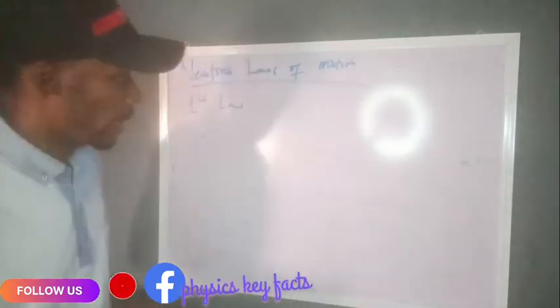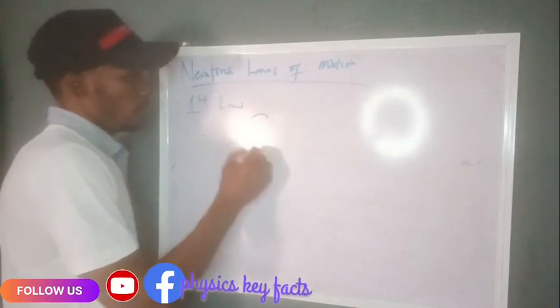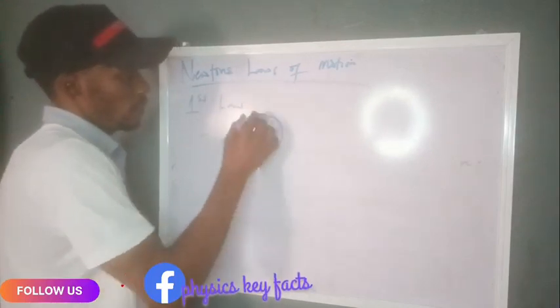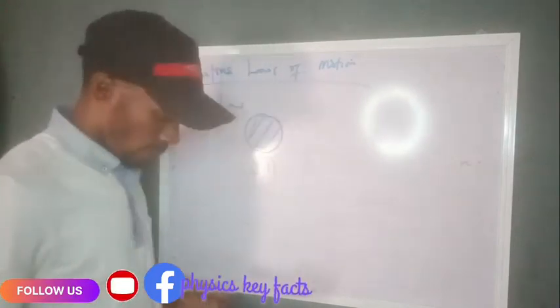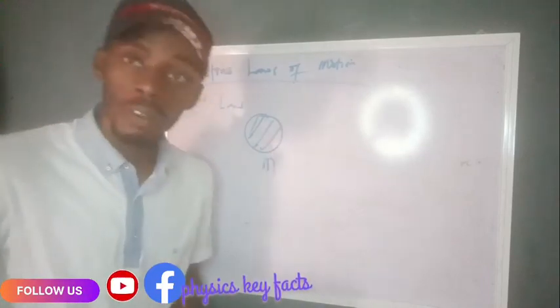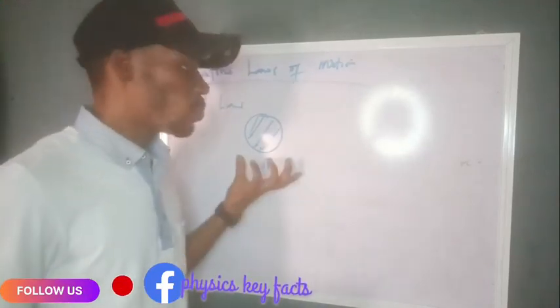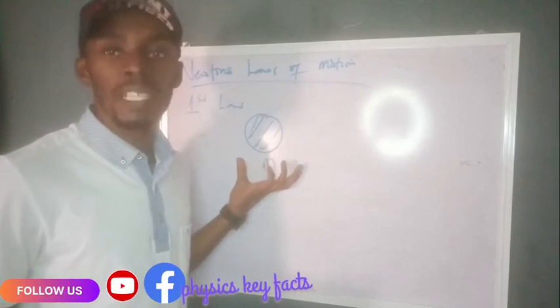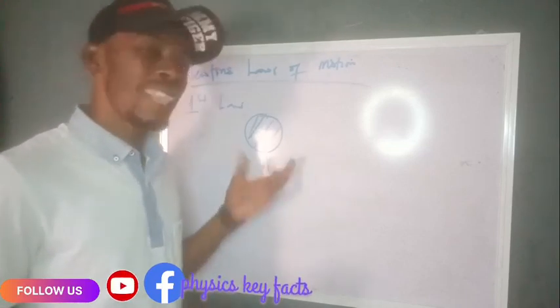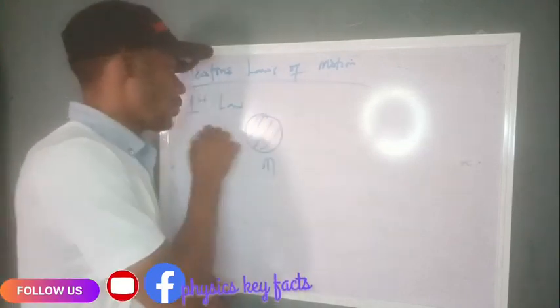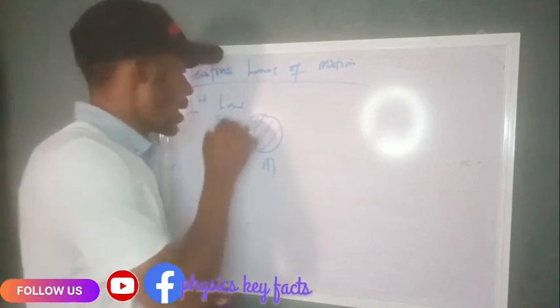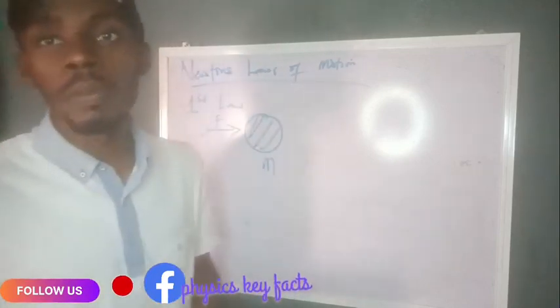How do we explain that? If I have a body here of mass m, according to Newton's law of motion, this body will continue at a state of rest except an external force acts on this body and puts this body in motion.